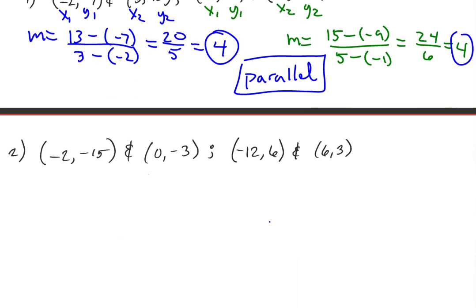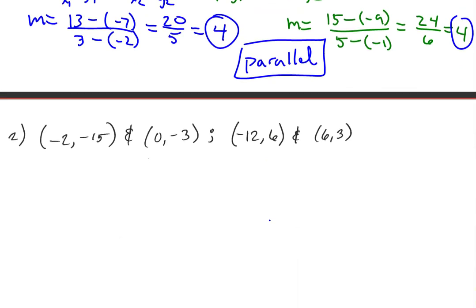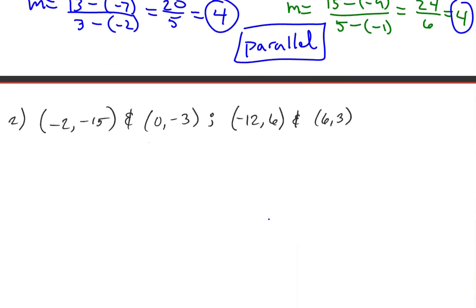Let's try another example of the same type. This time we have our first pair of points given as negative 2, negative 15, and 0, comma, negative 3.